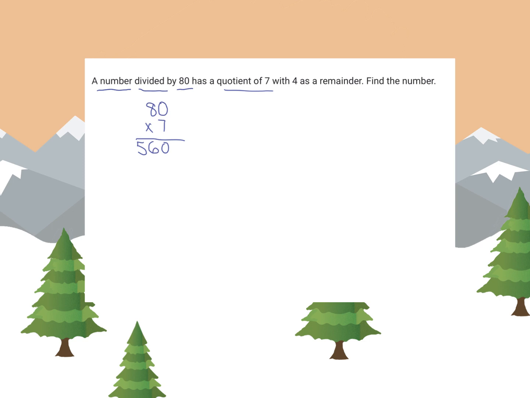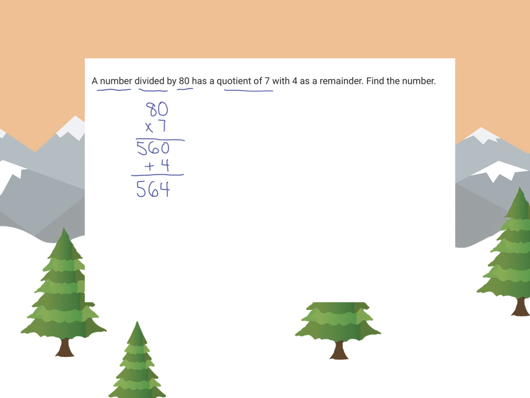Okay, now we have one more step because there was still a remainder of 4 that was left over. So what do we do? We add that remainder because there was 4 left over, so we have to say plus 4 more. So that's 564.